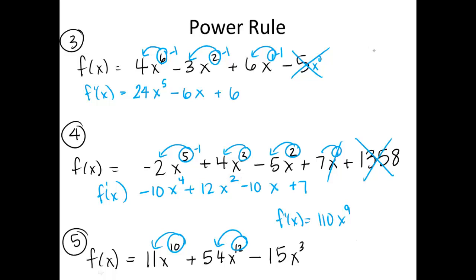12 times 54, you can do that on your own. Actually, I'll do it. 12 times 54 is 648. 648x, subtract an exponent, it's to the 11th power. 3 times negative 15 is negative 45, x squared, because I'm subtracting an exponent.